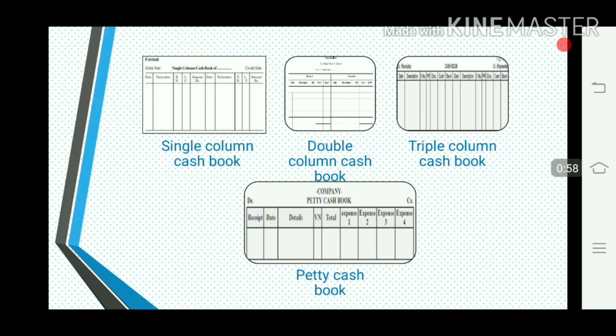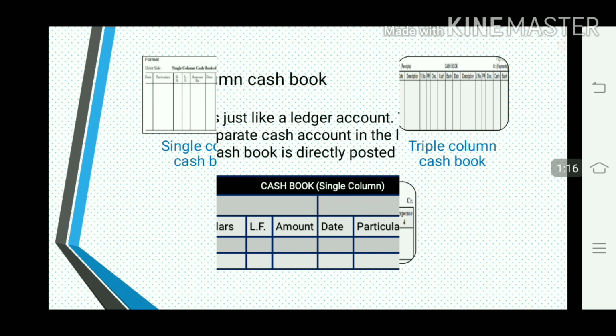The cash book is used to record all receipts and payments of cash. The different forms of cash book are single column cash book, double column cash book, triple column cash book, and petty cash book. Now we see one by one in detail.